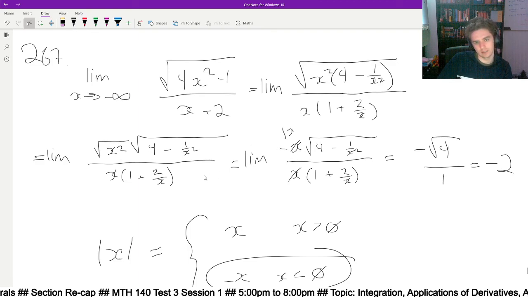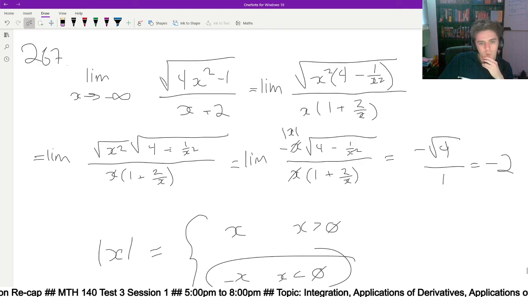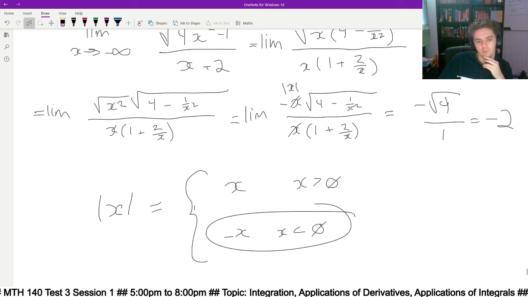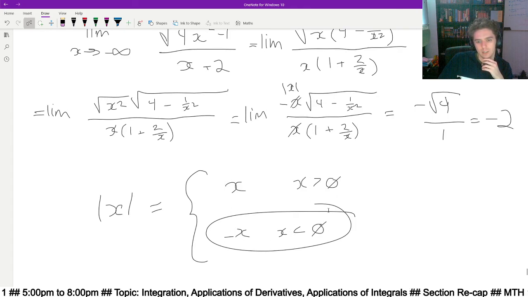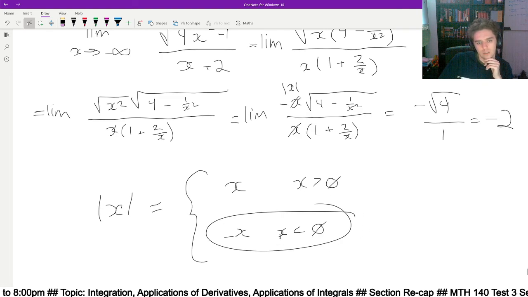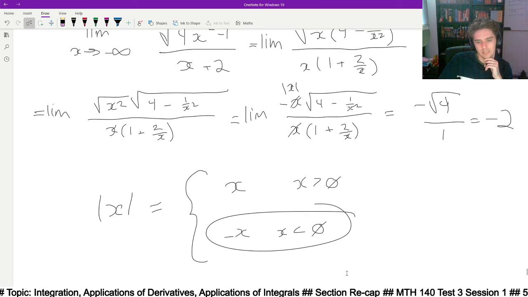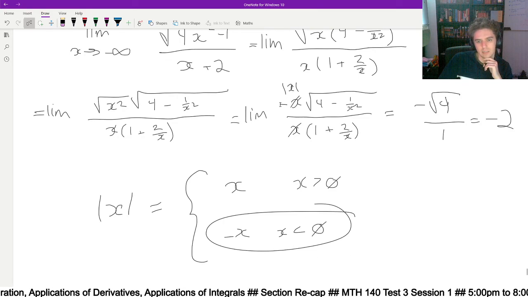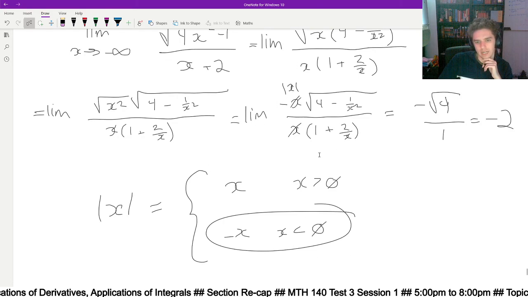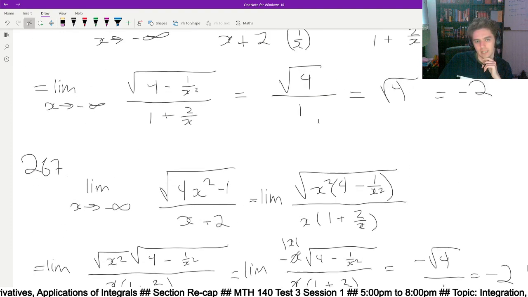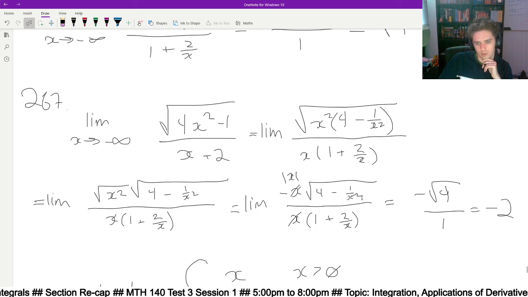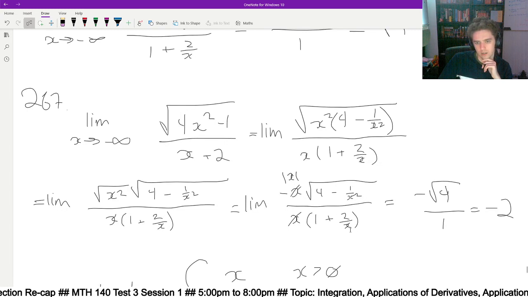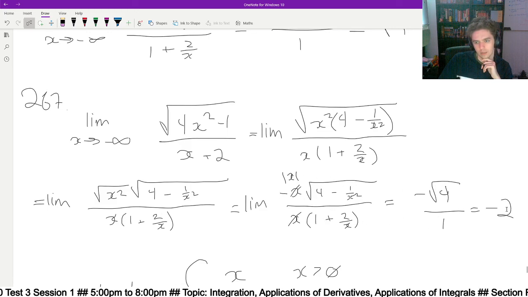That's the absolute value of x. And so over here, we have to decide which version of the absolute value of x we are going to use. Are we going to use x or negative x? That all depends on what x value you're choosing. Since we're going to negative infinity, x is going to be less than 0. So the absolute value of x is going to be negative x. Then we can cancel the x's and apply the limit like I did up here. As this goes to infinity, this will go to 0. This will go to 0. So it'll just be negative root 4 over 1, which is equal to 0 too.